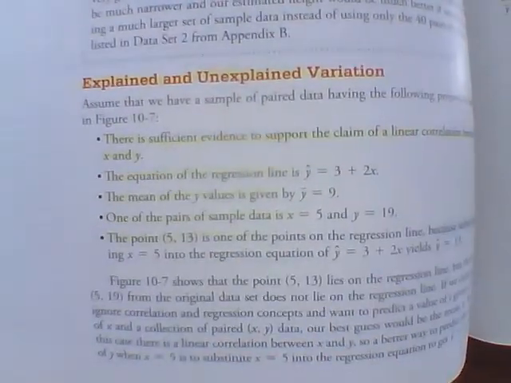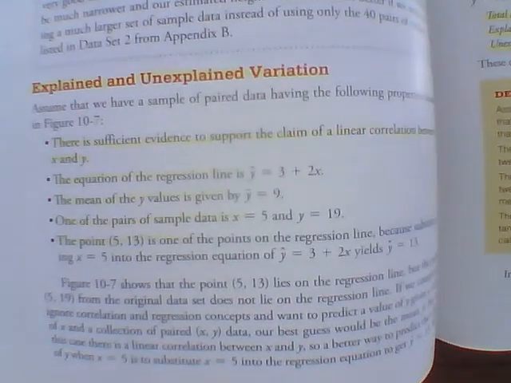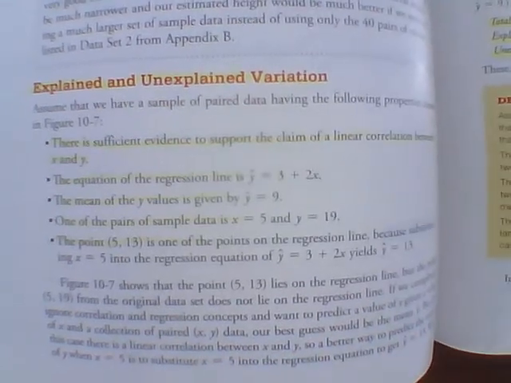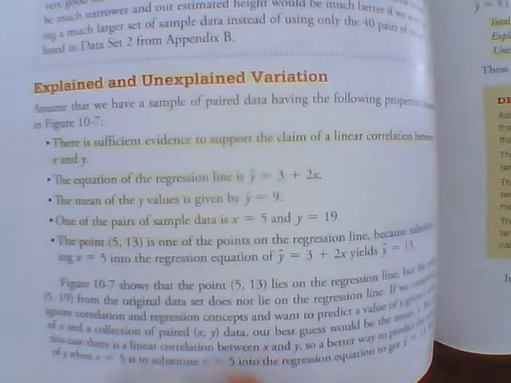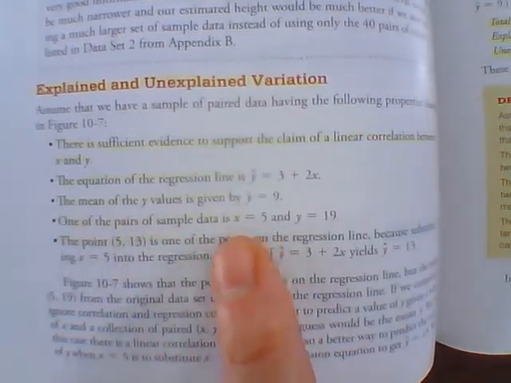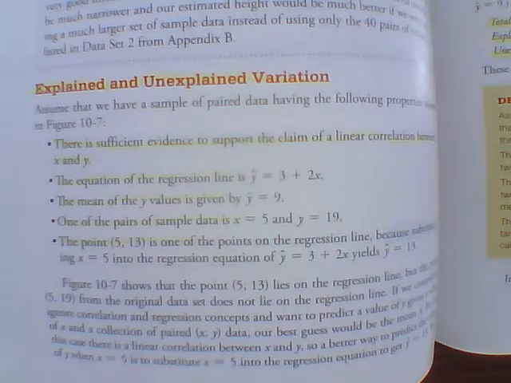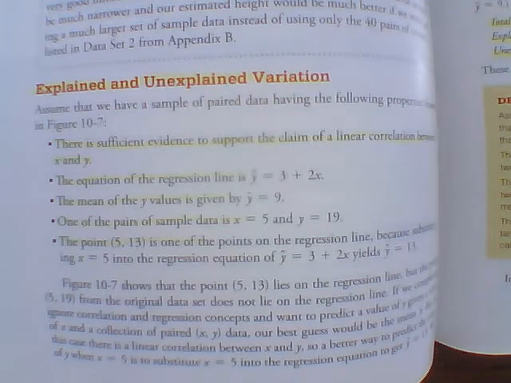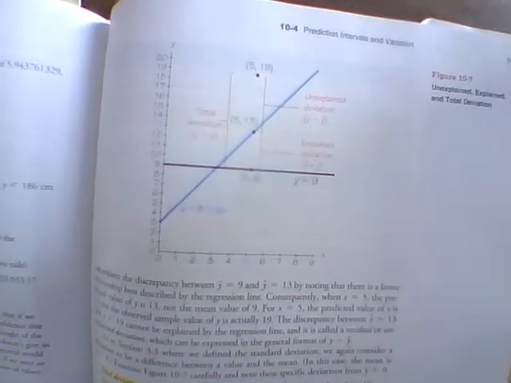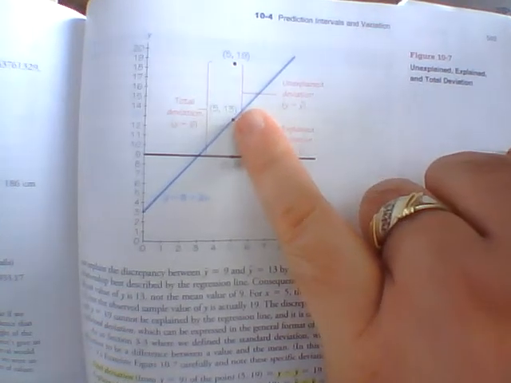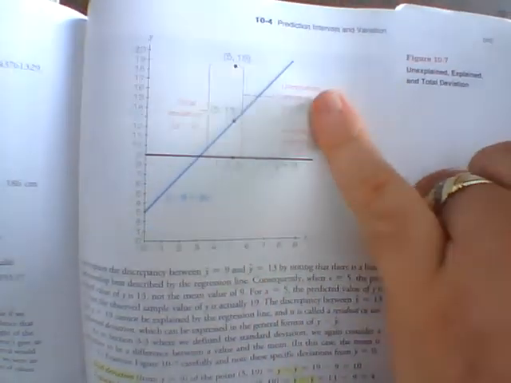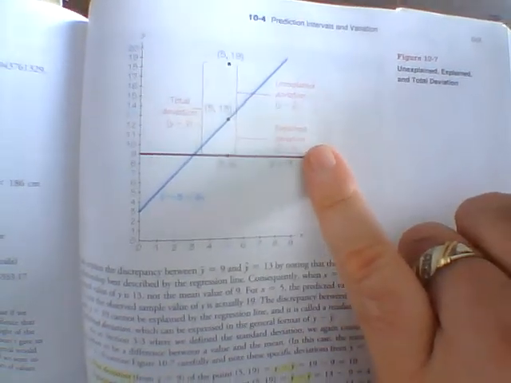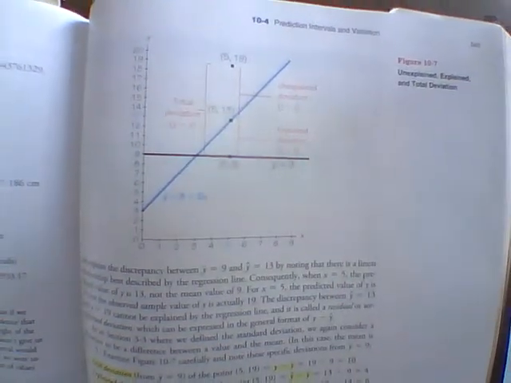So, some explained and unexplained variation. There is sufficient evidence to support a claim of linear regression between x and y. The equation of the regression line is y hat equals 3. The mean of the y values is y bar equals 9. One of the paired sample data points is x equals 5, then y equals 19. So they start asking what's going to be better and what's not going to be better. Given within here, this is what we start comparing to. We compare to a graph saying that this is what's predicted, but we could have somewhere in between. So we talk about unexplained deviation, explained deviation, and then total deviation.